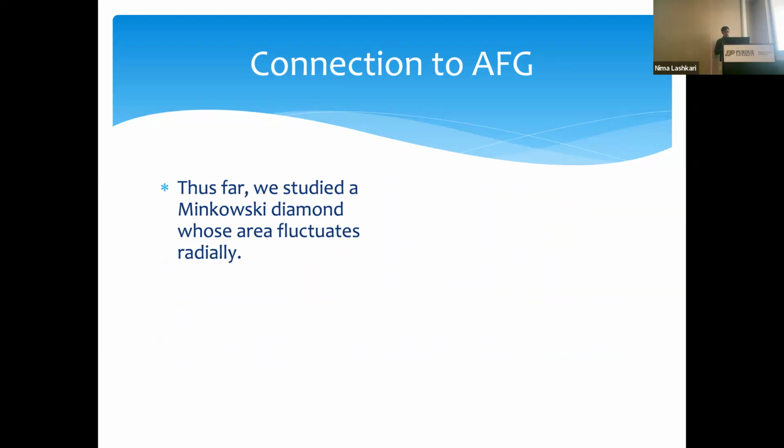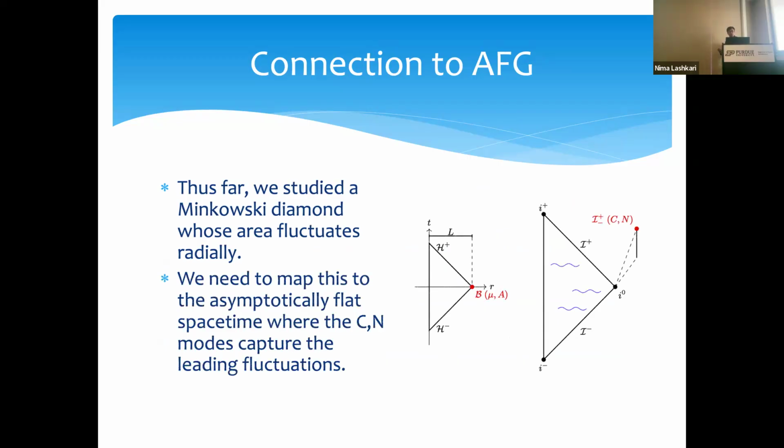So as I said, so far everything that we have been studying is a Minkowski diamond whose area is fluctuating radially. And what we want to do is map this to an asymptotically flat spacetime, where the fluctuations of the area are captured by the soft graviton mode N and its symplectic partner C. And we want to come up with a map between the two phase spaces that preserves the bracket. So here, this is the spacetime diagram I showed you on the previous slides.